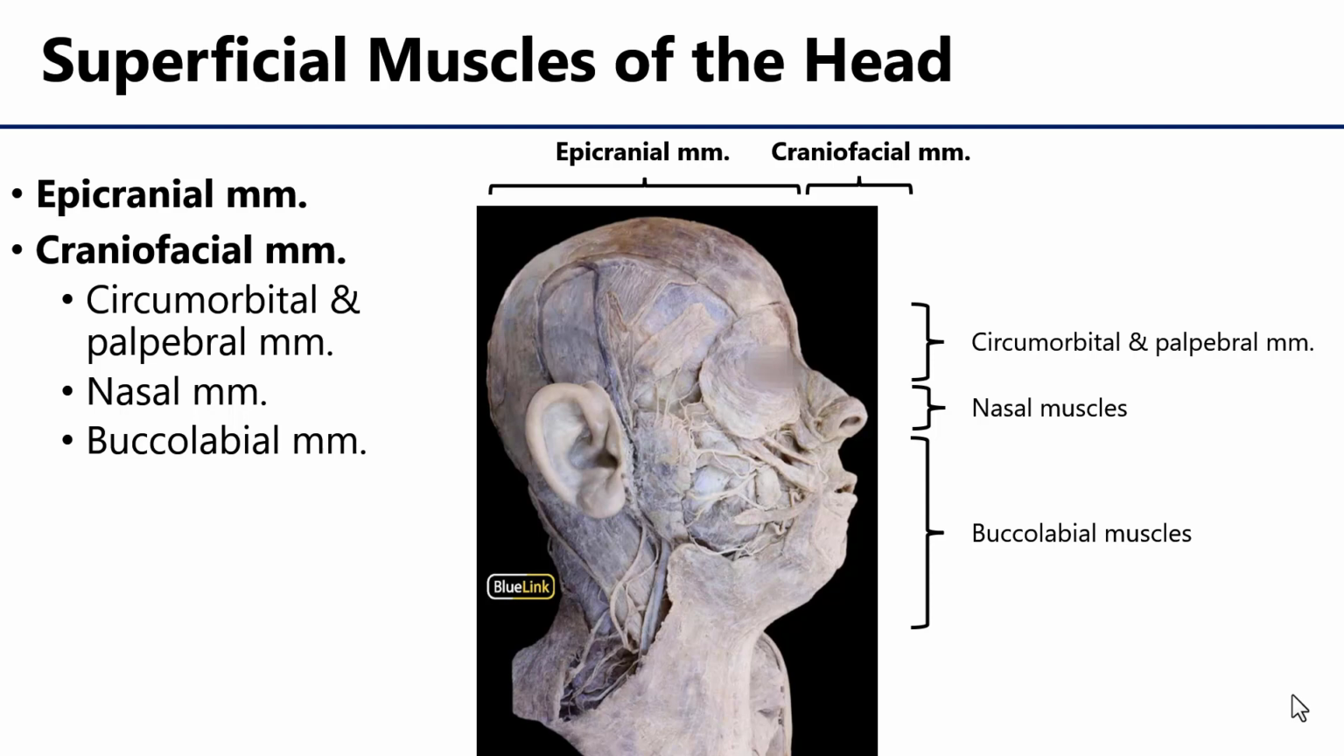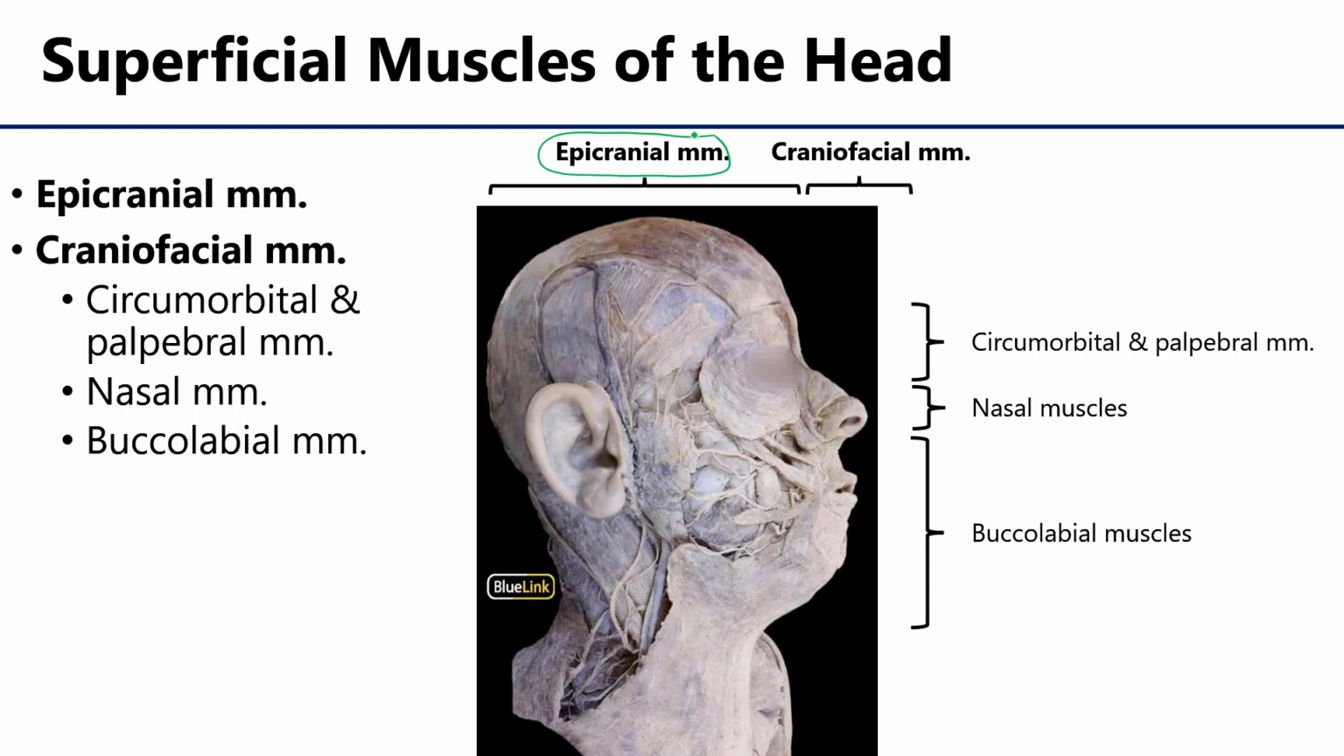In the lead-off video of this series, we discussed the various orifices of the face. For every orifice, there is a unique set of muscles associated with it, with the exception of the epicranial muscles. Now, when we think about the superficial muscles of the head, we could divide them into two groups.